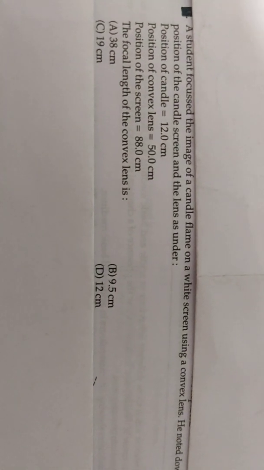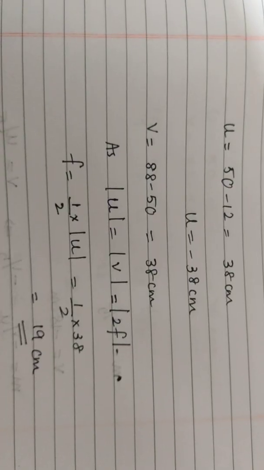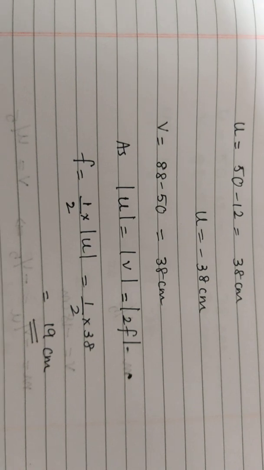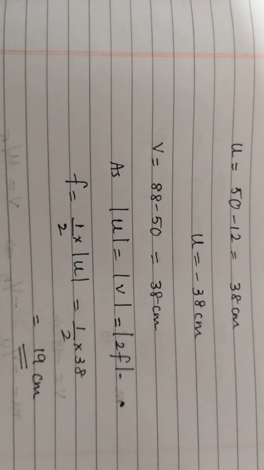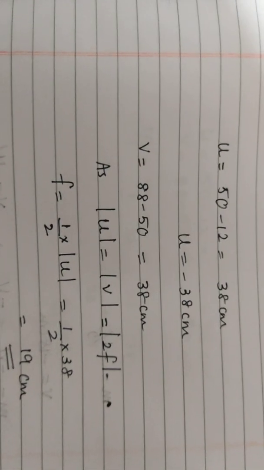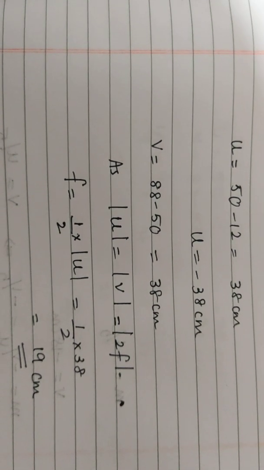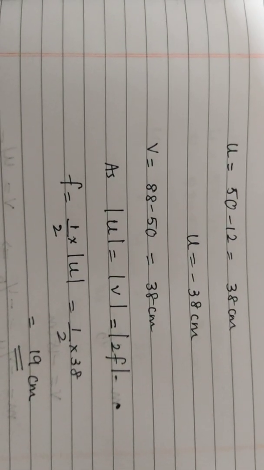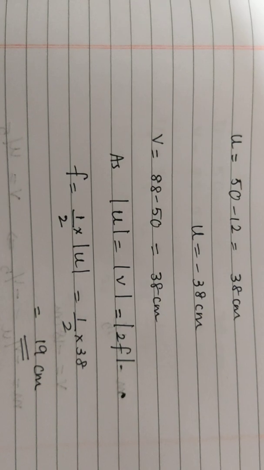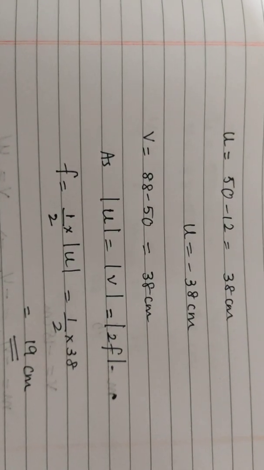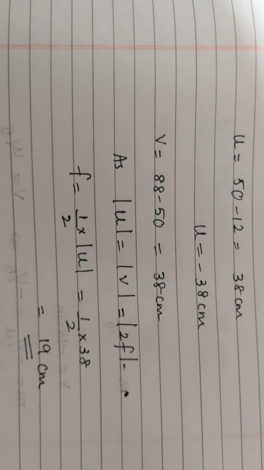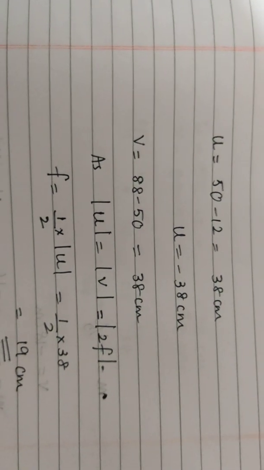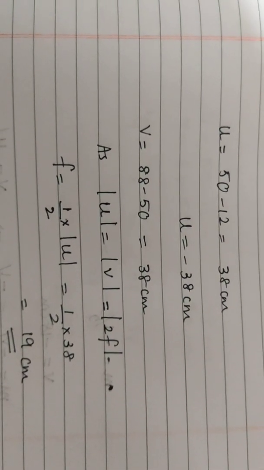I'll show you the working here. See, u is 50 minus 12, 38 centimeters, but yes, it's negative. v is 88 minus 50, 38 centimeters. As u and v are equal, so modulus of u should be equal to modulus of v is equal to 2f. The modulus sign indicates we are not considering the negative sign. So f is half of u or half of v, and it is 19 centimeters.